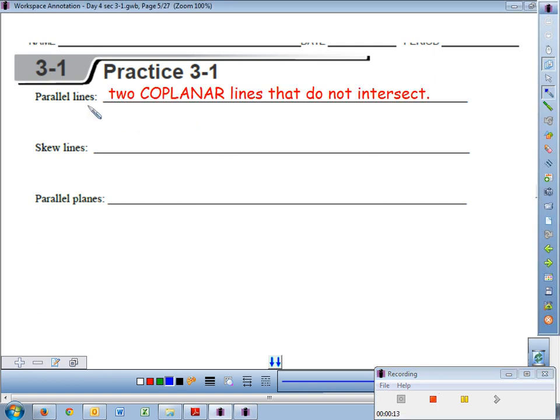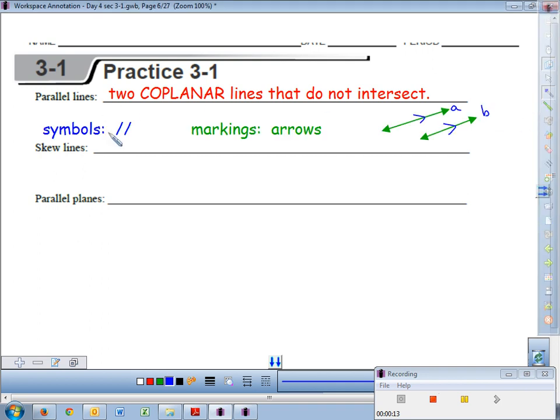Here in a picture, parallel lines are two coplanar lines that do not intersect. The magic word is coplanar. They have to be in the same plane. And we'll see what happens if they're not in the same plane here in a second. But two coplanar lines that do not intersect are called parallel lines. And we have some symbols, like these two backslashes right here in a row, means parallel. Just like last time we learned upside down capital T meant perpendicular. These are the symbols for parallel.